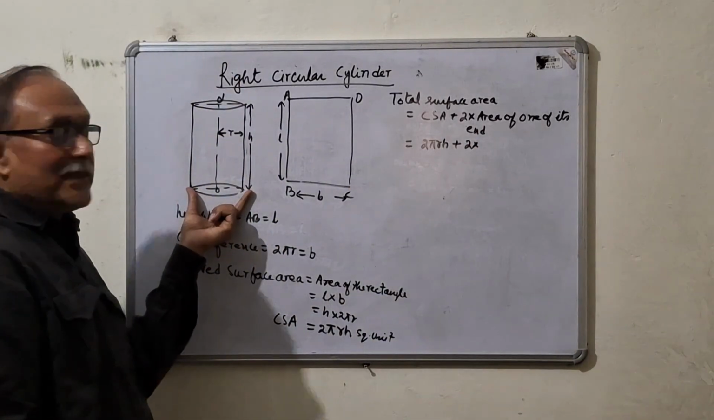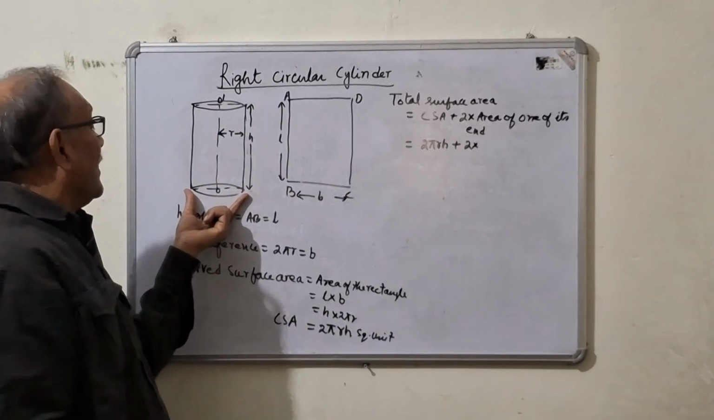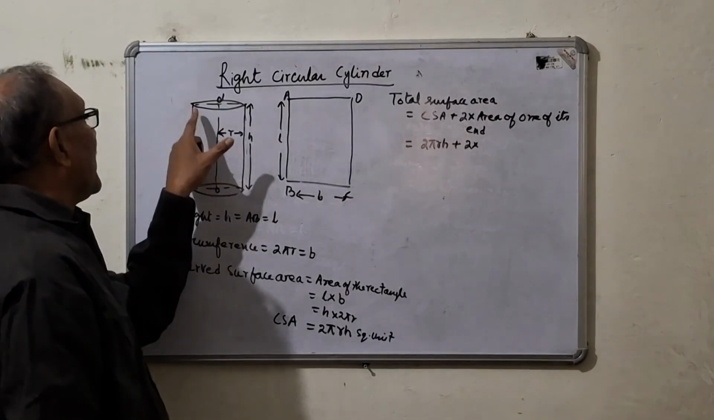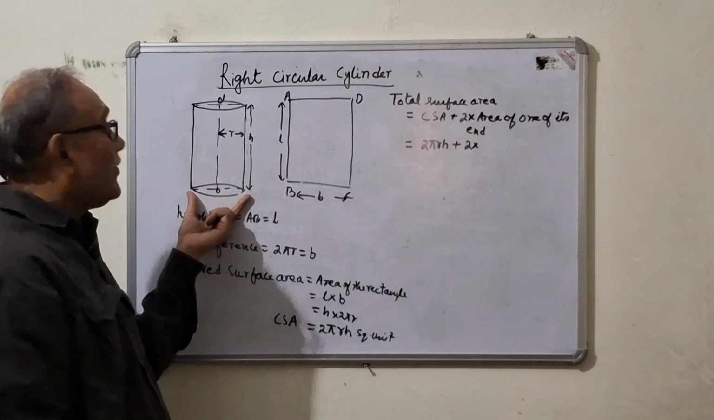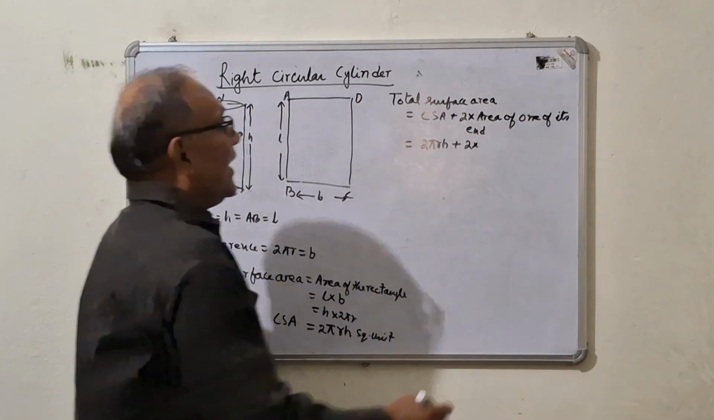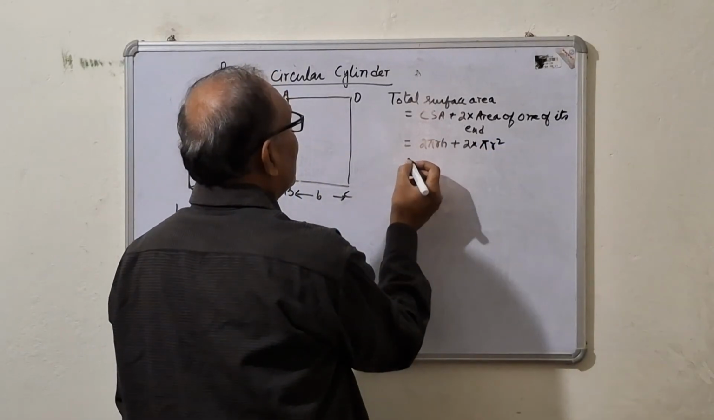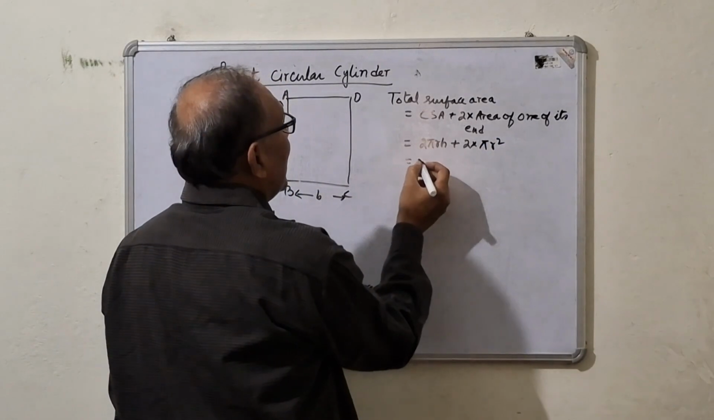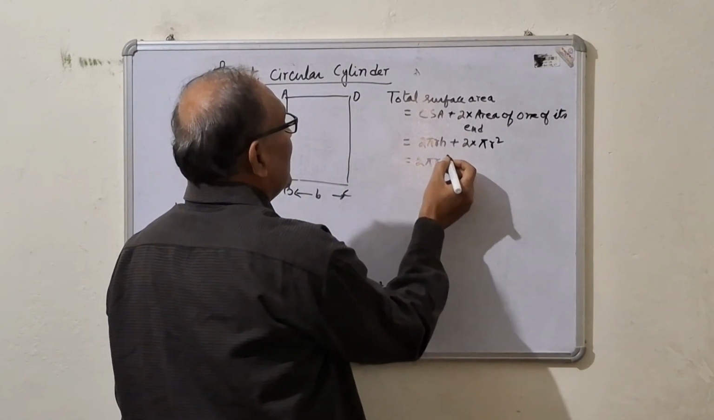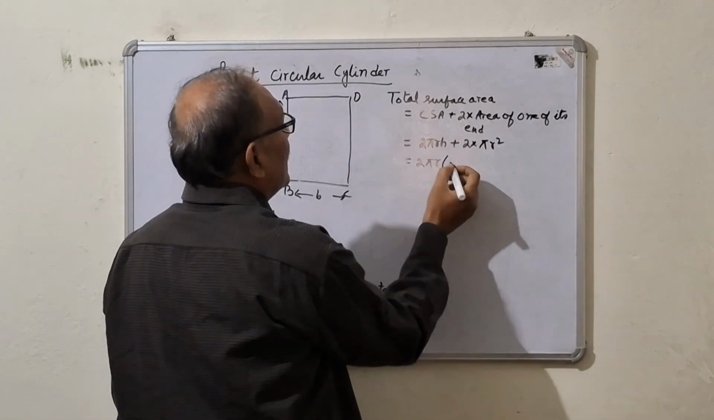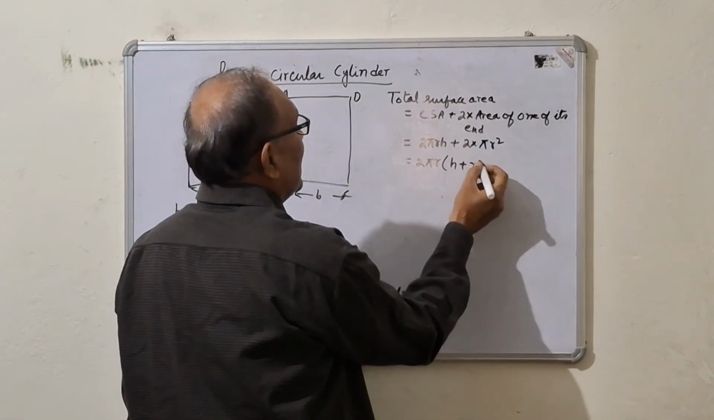Since the area of one of its ends, that is the area of both the ends, will be equal to the area of a circle, because the shape of both of the ends of the right circular cylinder is in the form of a circle. So 2 into area of one end will be 2 pi r square. Now we can take 2 pi r as common. So within the bracket there will be h plus r.